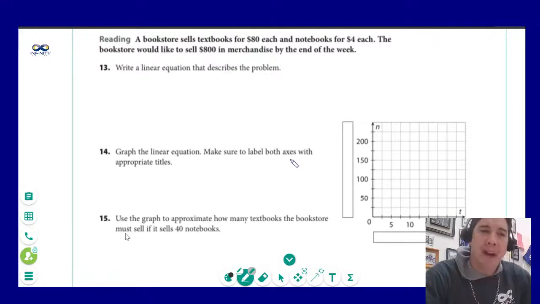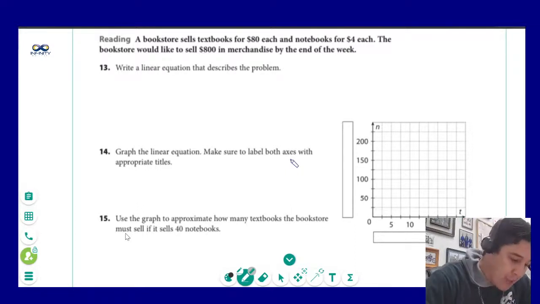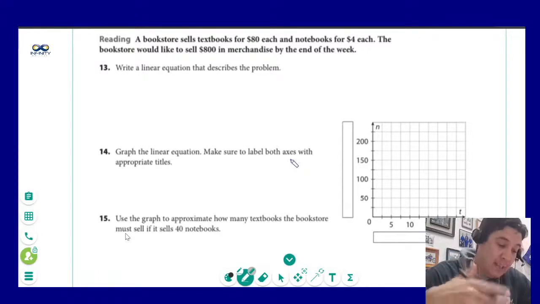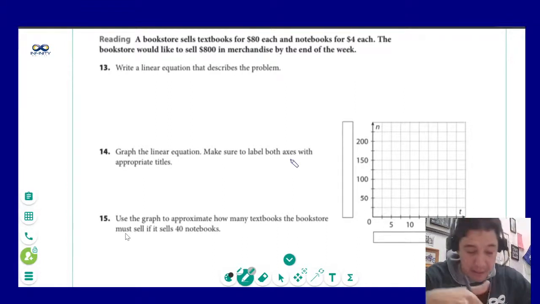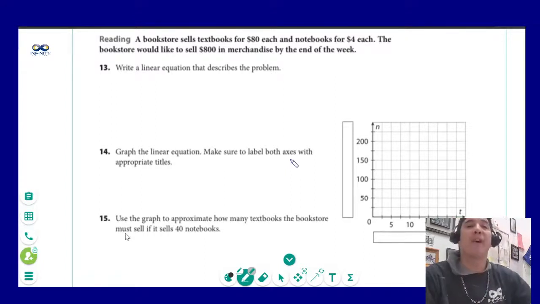Instead of jumping into the problem, I'm going to take a look around. Write a linear equation that describes the problem. I had a feeling that was coming. Graph the linear equation to make sure to label both axes with the appropriate titles. I saw that coming too when I saw the graph. And then use the graph to approximate how many textbooks the bookstore must sell if it sells 40 notebooks. All straightforward, no surprises, but sometimes there is a surprise.